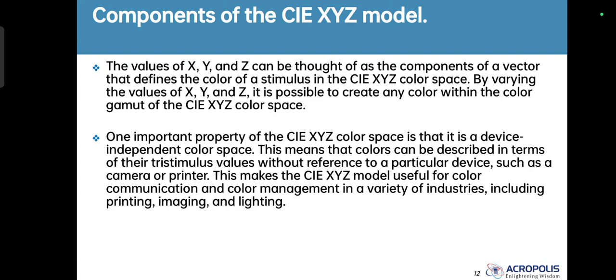One important property of the CIE XYZ color space is that it is a device independent color space. This means that color can be described in terms of the stimulus values without reference to a particular device such as a camera or printer. This makes the CIE XYZ model useful for color communication and color management in a variety of industries, including printing, imaging, and lighting.